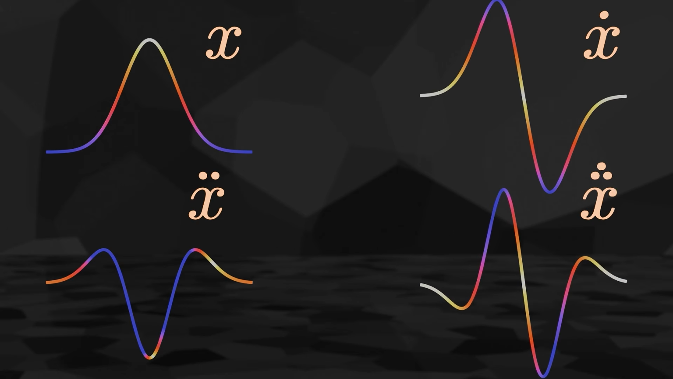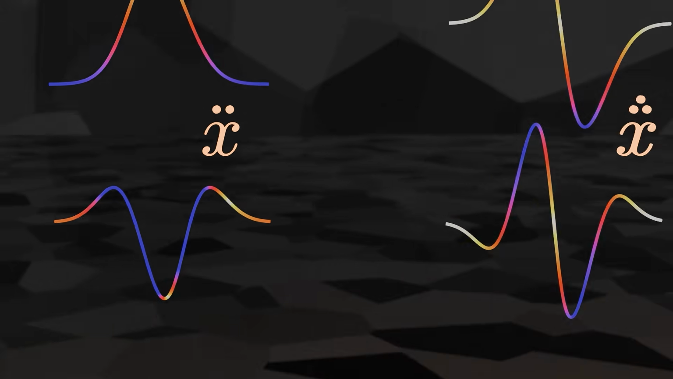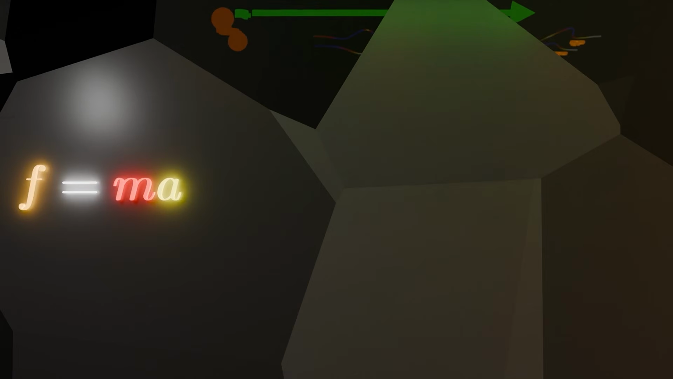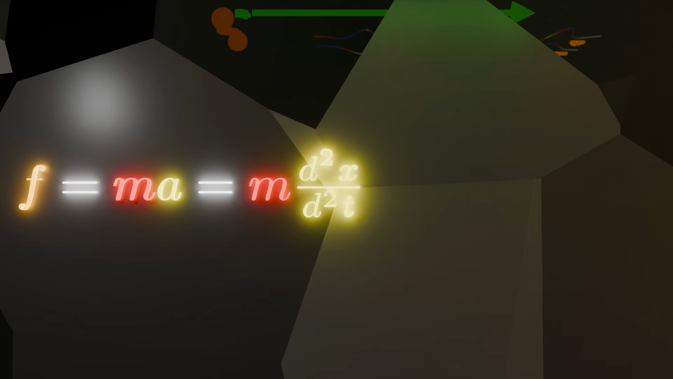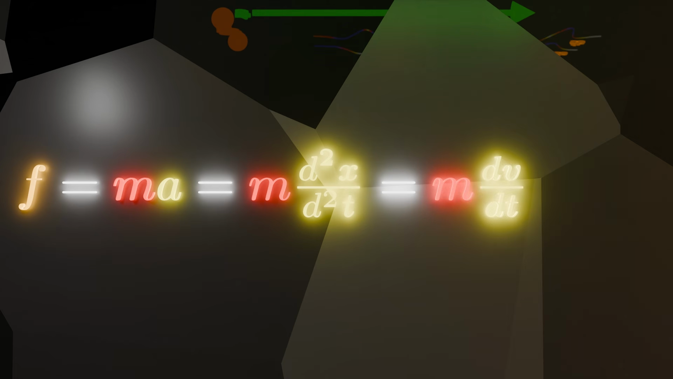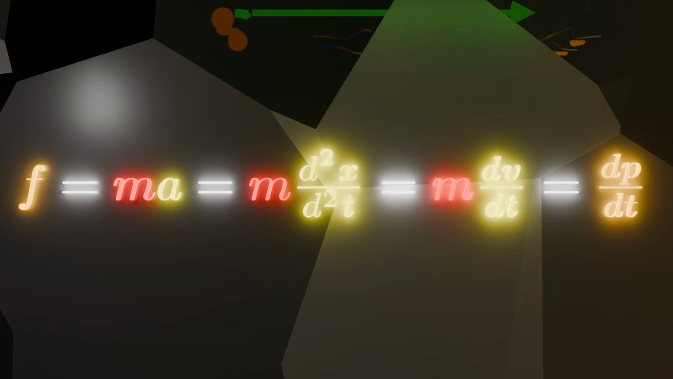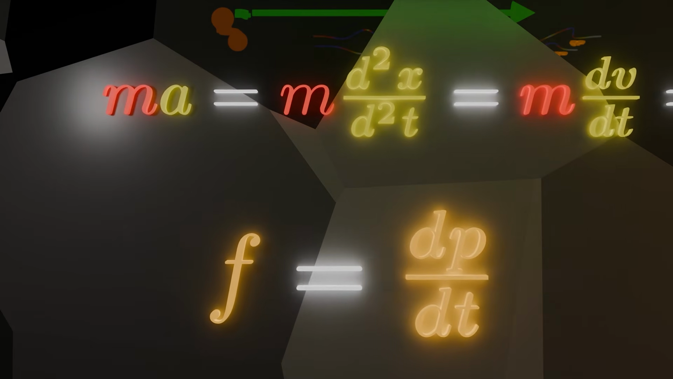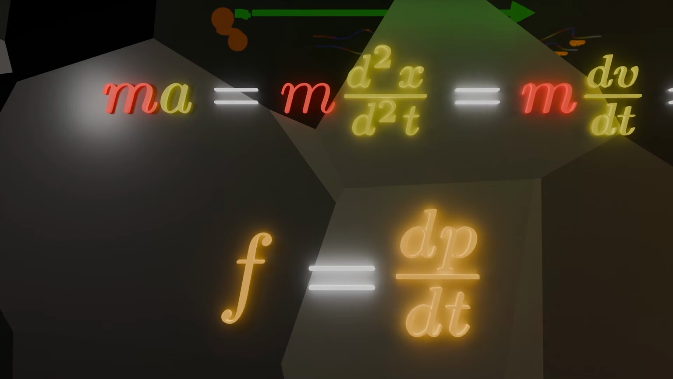But how does that relate to the second law? Well, it relates to the second law because F equals ma can also be written as F equals m, second derivative of position in relation to time. Or alternatively, m, derivative of velocity in relation to time. Or finally, if we just multiply the velocity by mass, momentum in relation to time. So just to tie it all together, momentum change is equal to the force applied. So if you want to change the momentum of an object, you need to apply a force on it.